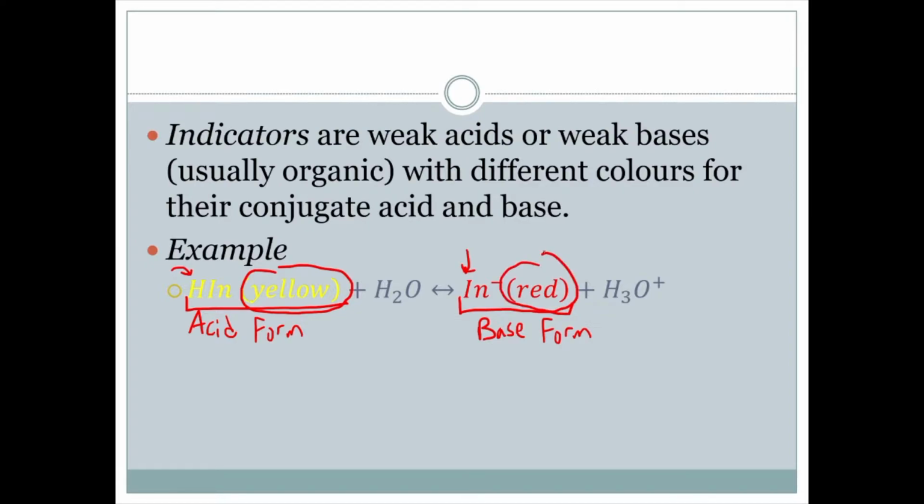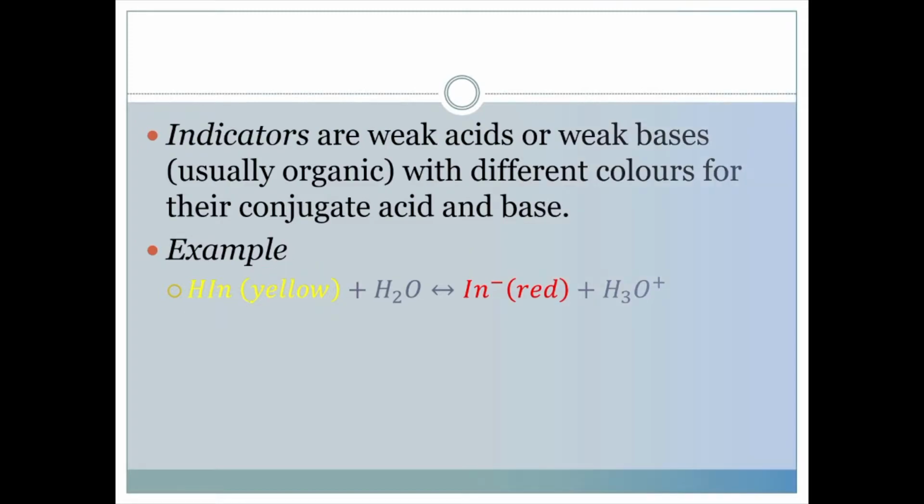So an indicator basically is just a substance that has different colors depending on whether it's in its acid form or its base form. And it's really interesting because it helps us identify whether a solution is acidic or basic. Or, well, not necessarily acidic or basic. Basically, indicators help us identify whether a solution is more acidic or less acidic.